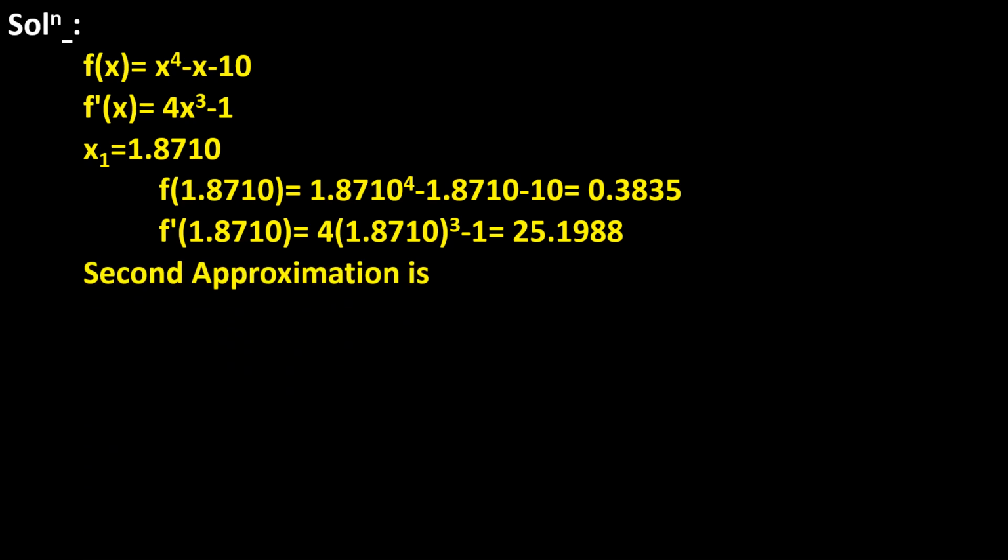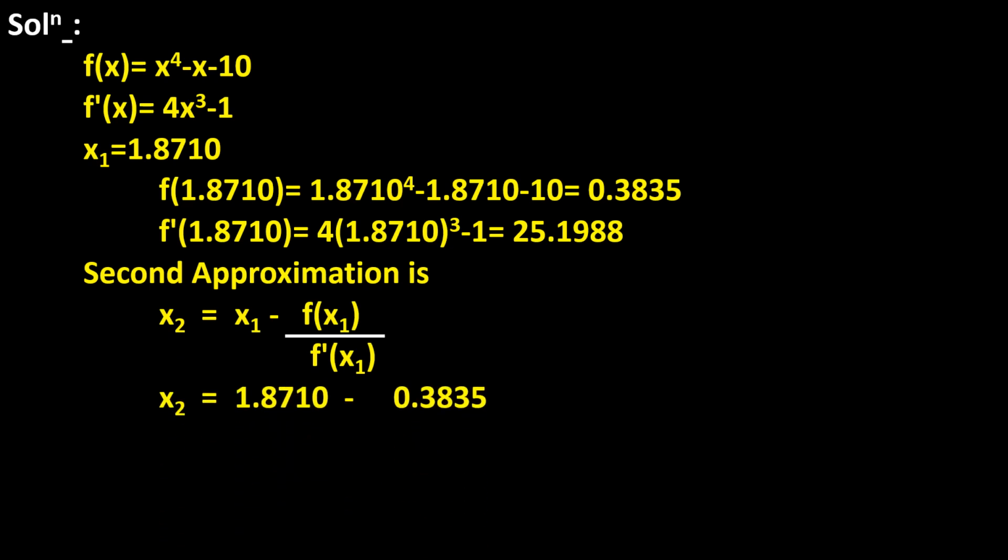The second approximation is by the Newton-Raphson method. We know the formula is xn plus 1 is equal to xn minus f of xn divided by f dash of xn. Since it is a second approximation, we can write x2 is equal to x1 minus f of x1 divided by f dash of x1. Now we can write x2 is equal to 1.8710 minus 0.3835 divided by 25.1988.